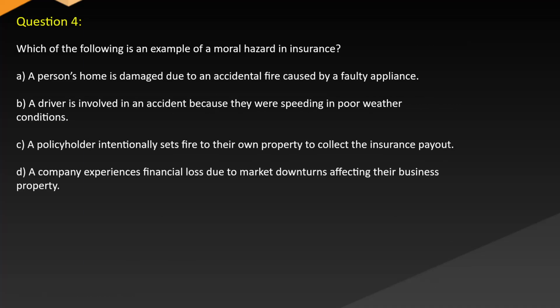Question 4. Which of the following is an example of a moral hazard in insurance? A. A person's home is damaged due to an accidental fire caused by a faulty appliance. B. A driver is involved in an accident because they were speeding in poor weather conditions. C. A policyholder intentionally sets fire to their own property to collect the insurance payout. D. A company experiences financial loss due to market downturns affecting their business property.